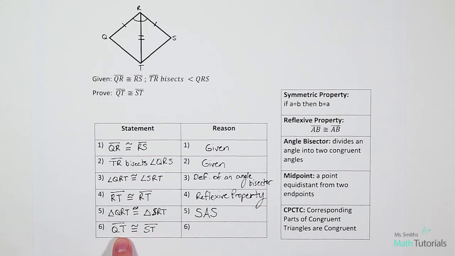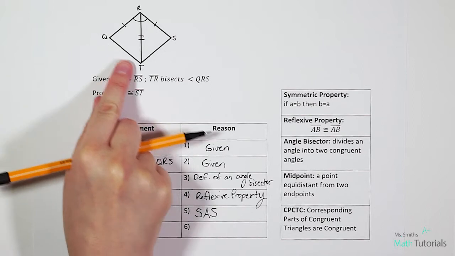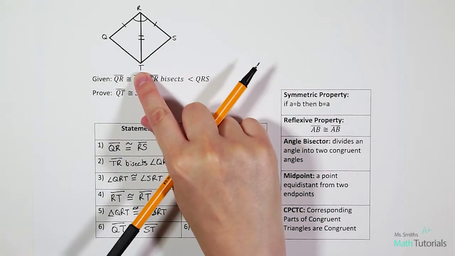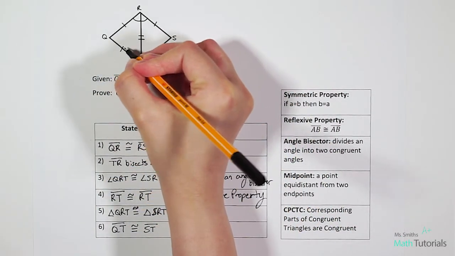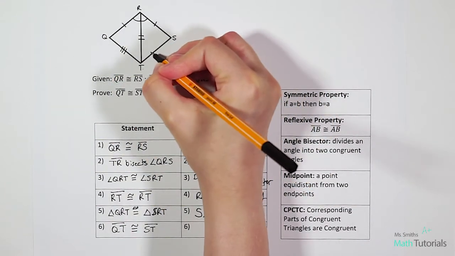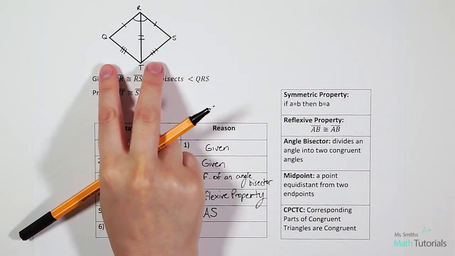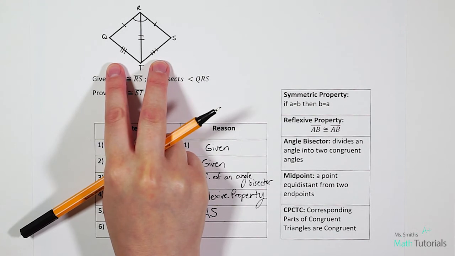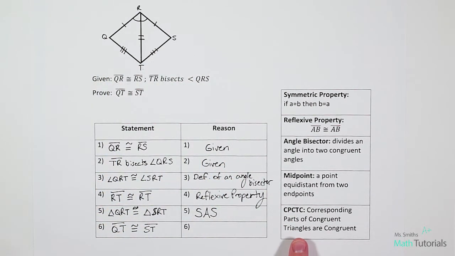When I look at my proof statement, they're asking us to prove that line QT is congruent to line ST. So QT is congruent to ST. So let's go ahead and mark that on our picture that these two are congruent. And how can we say that those two are congruent? It's because of this down here, CPCTC. And what that stands for is corresponding parts of congruent triangles are congruent.